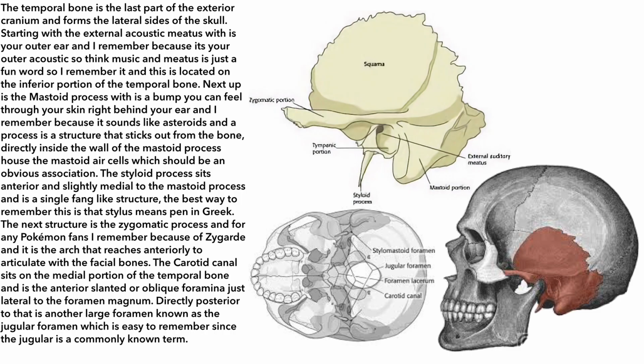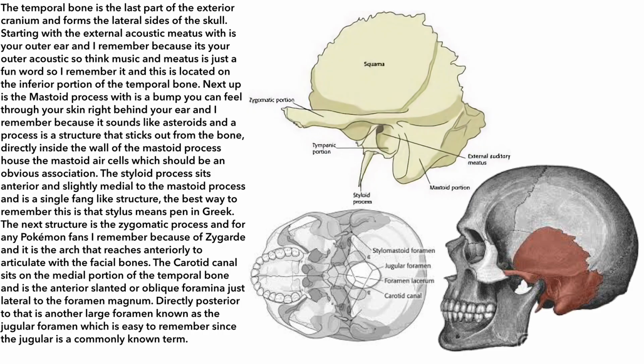The temporal bone is the last of the exterior cranium and forms the lateral sides of the skull. Starting with the external acoustic meatus, which is your outer ear, and I remember because outer, then acoustic, so you think music, and meatus is just a fun word, so I remember it. And this is going to be located on the inferior portion of the temporal bone.